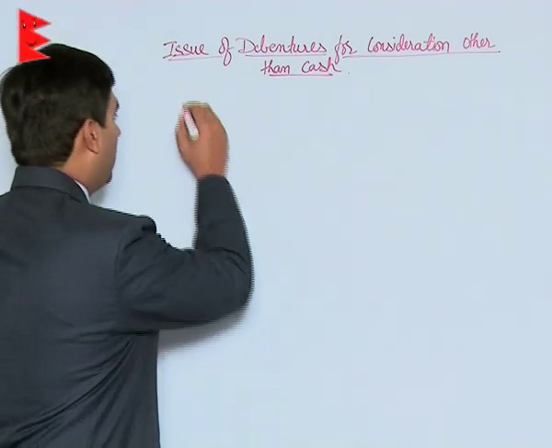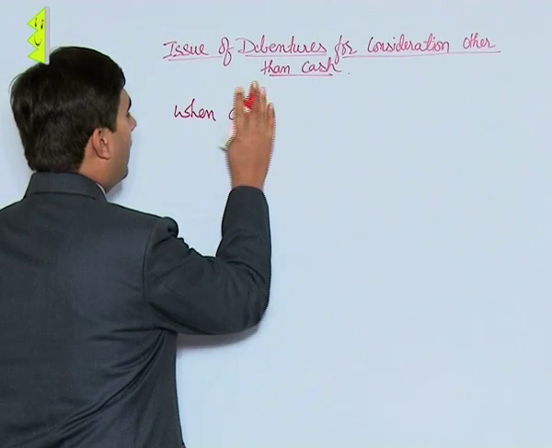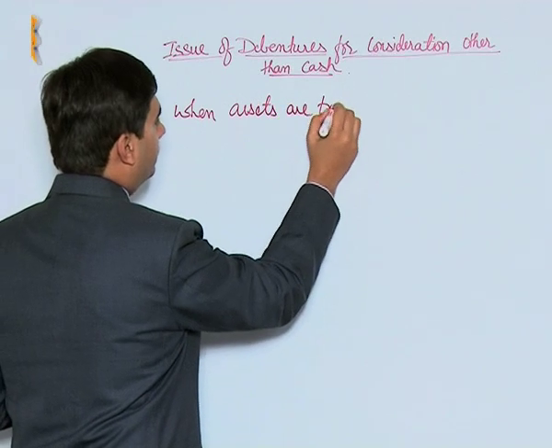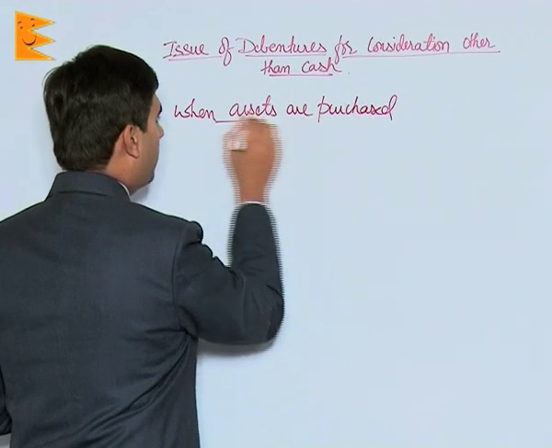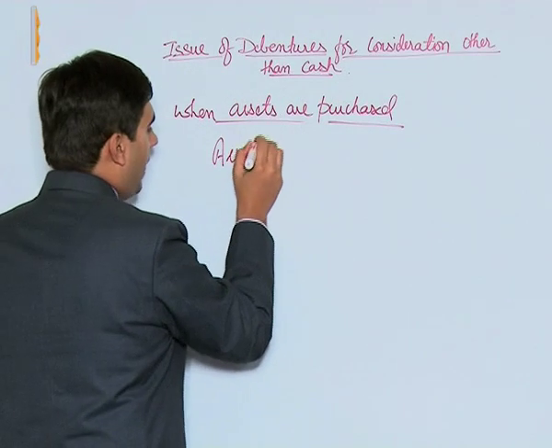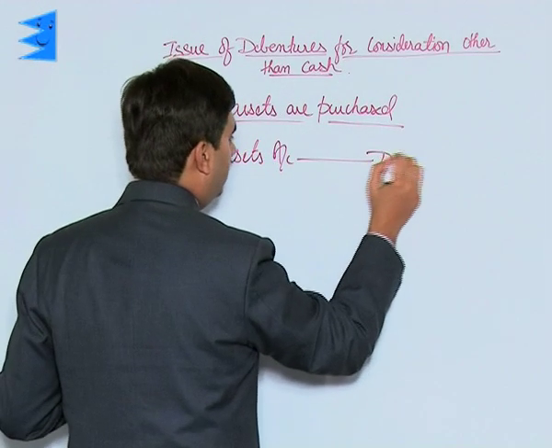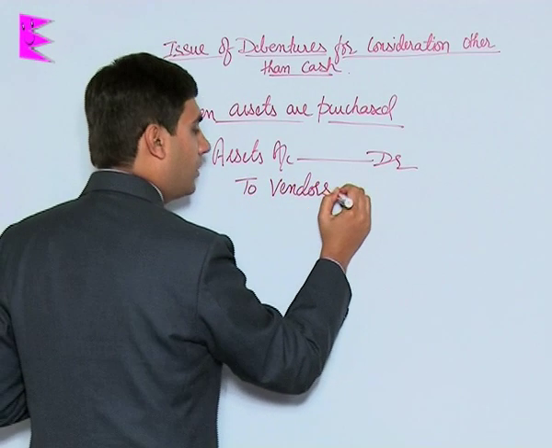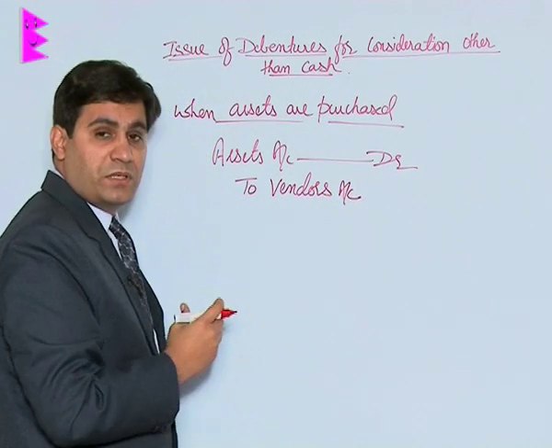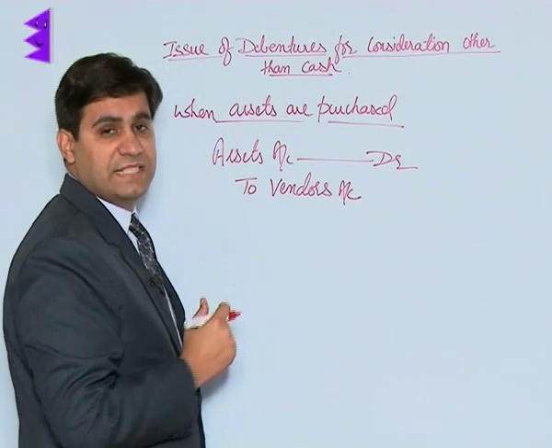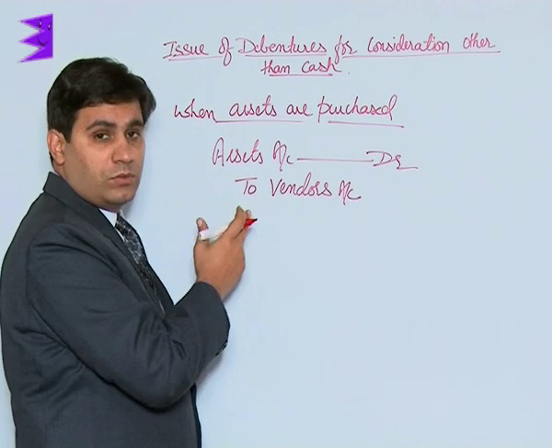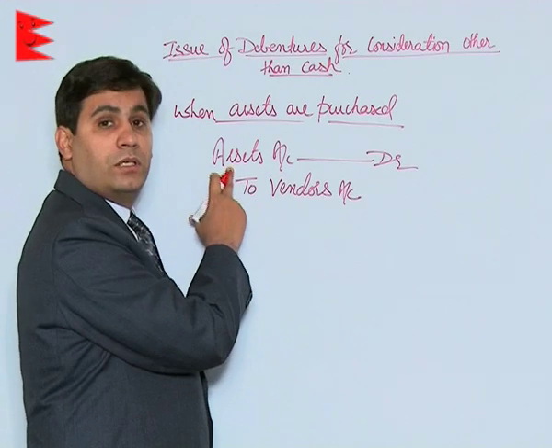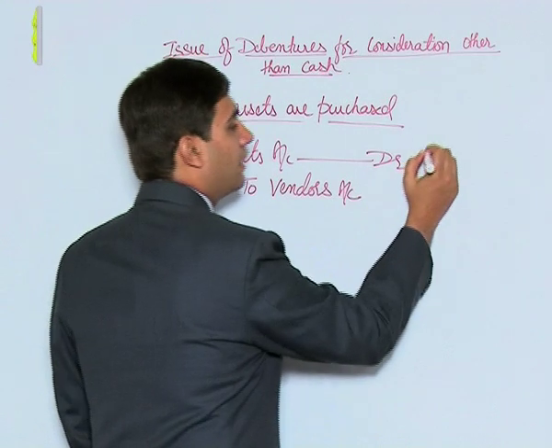So the first entry is when assets are purchased. So when the assets are purchased, the journal entry would be assets account debited to vendors. That is, vendors represent the name of the persons from whom we are purchasing these assets. Assets being real account, obviously through the 3 rules of accounting that we know in 11th standard, debit what comes in. So assets to vendor at their purchase price.